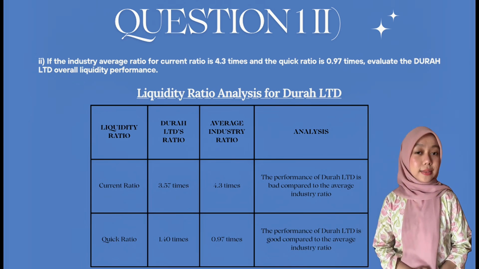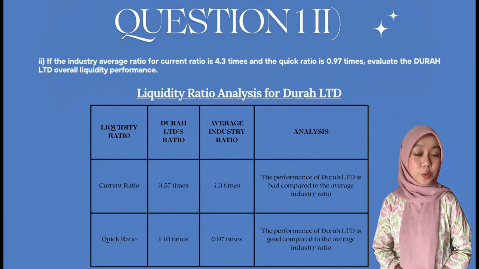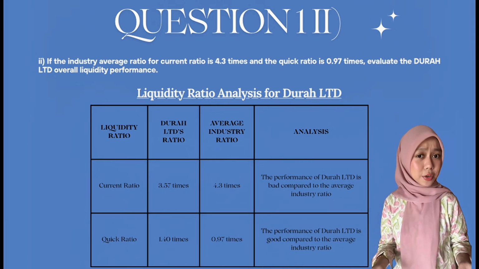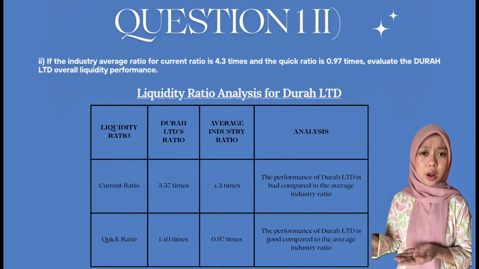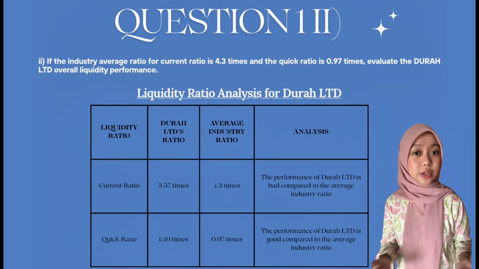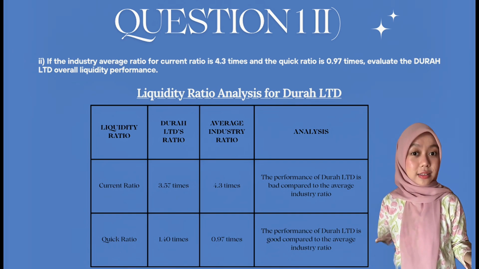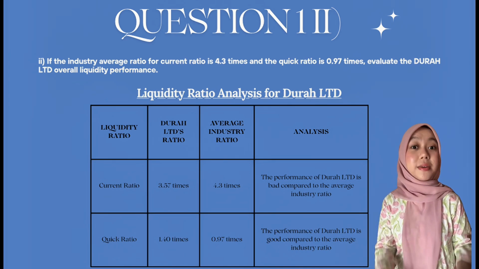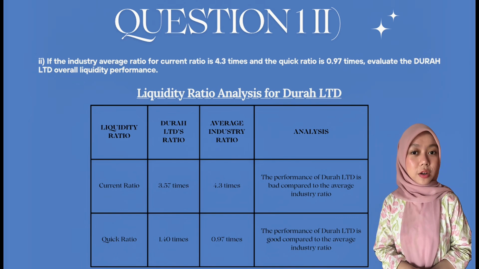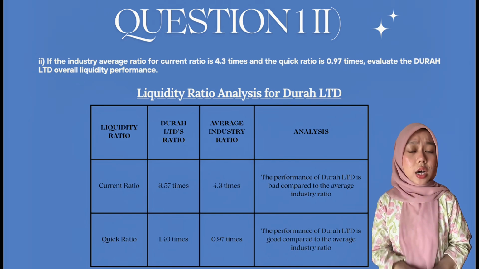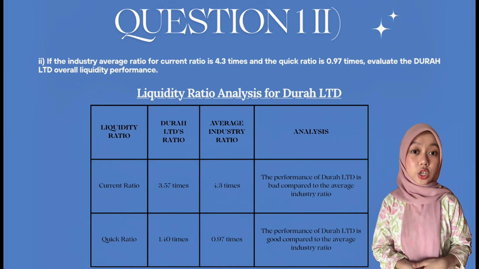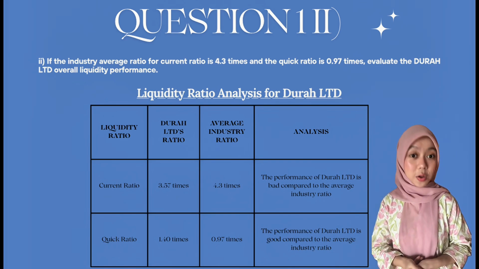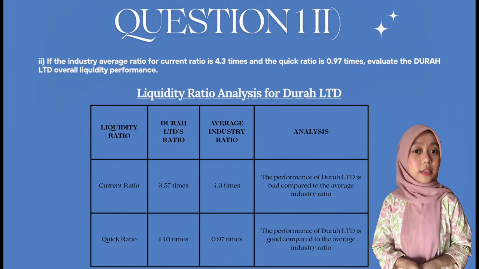issues. Next, Dura's quick ratio is 1.40 while the average industry ratio is 0.97. This shows the performance of Dura is so good compared to the average industry ratio. It means Dura Ltd is able to pay their current liabilities using their current assets. My statement also can be supported according to Investopedia, where a higher quick ratio results in better short-term financial health. They can sustain longer without worrying about their debt issues.